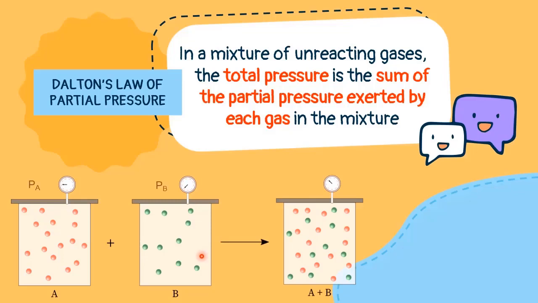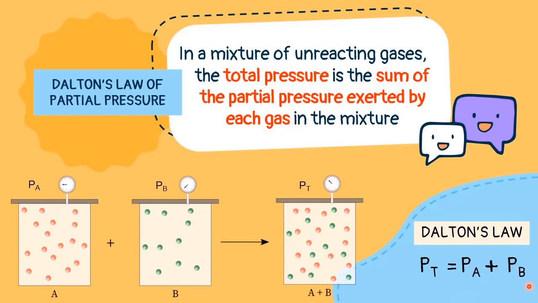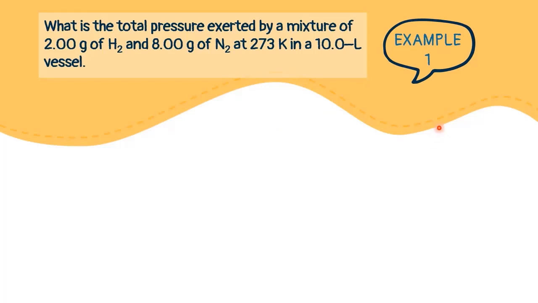Now we have PA and PB. So by having both partial pressures in a vessel, the total pressure PT of the gas mixture is the sum of the partial pressures exerted by each gas, PA and PB, as stated in Dalton's law of partial pressure. Let's try the first example.